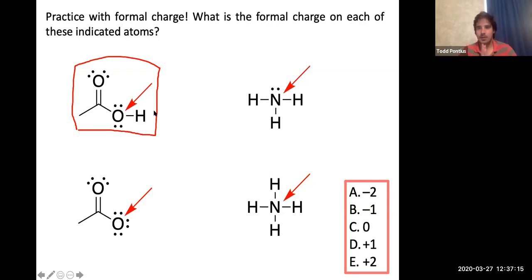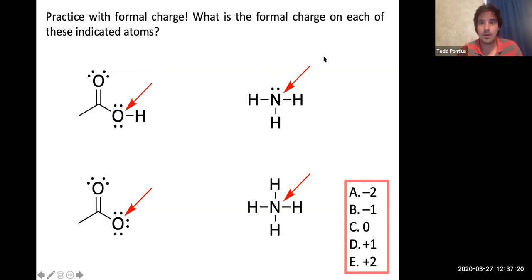Good, good. Okay, let's get to it. What do we think? Which option is it? Awesome, exactly. So, it's going to be 6. Oxygen is in group 6, so 6 valence electrons minus, there are 4 non-bonded electrons and 2 bonds on it, which gives us a formal charge of 0. Excellent work. Okay, so that's molecule number 1.